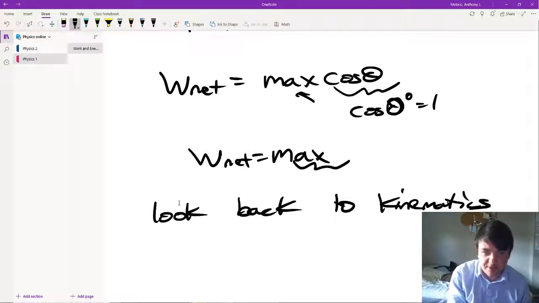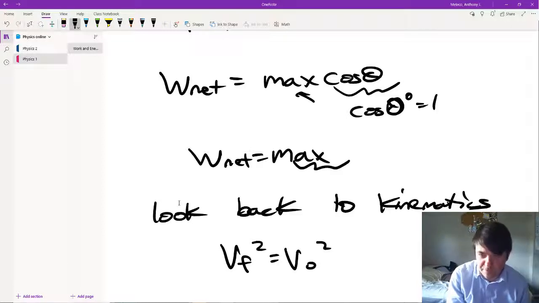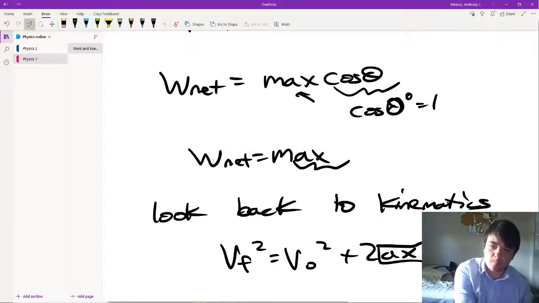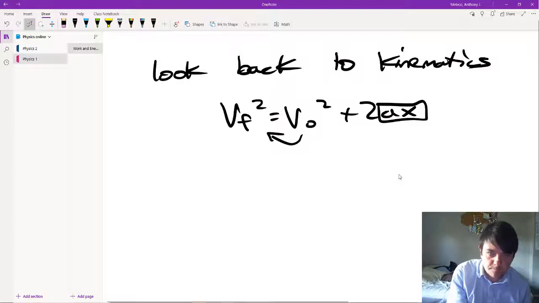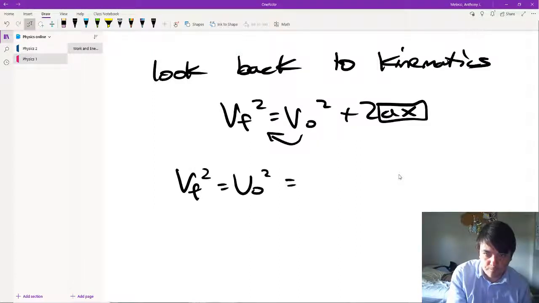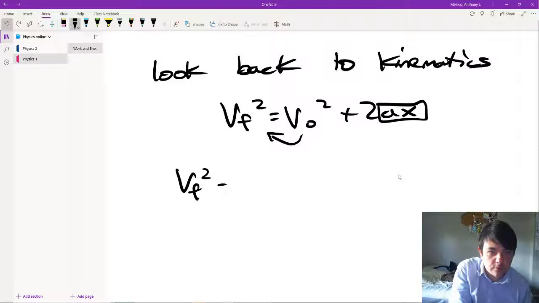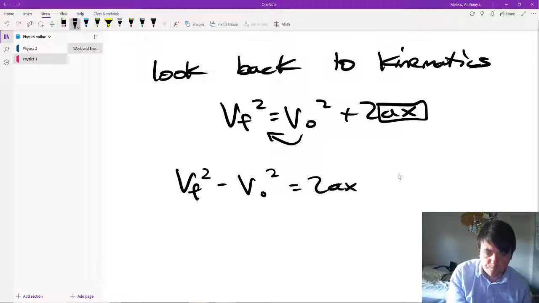There's an equation out there that actually has ax in it. It was this one, right? Specifically, right there. So let's go ahead and just subtract this over. Wait, I said I was going to subtract it. There you go. And then we're just going to divide by 2.